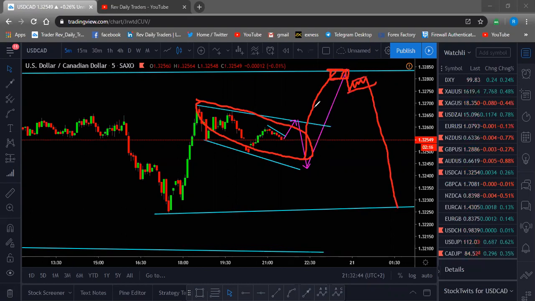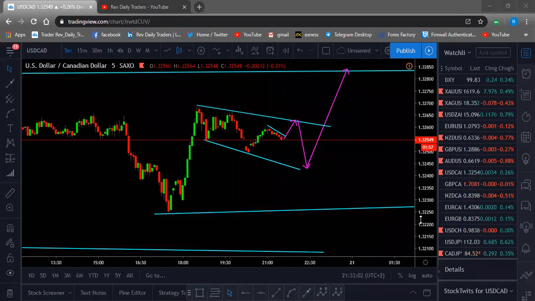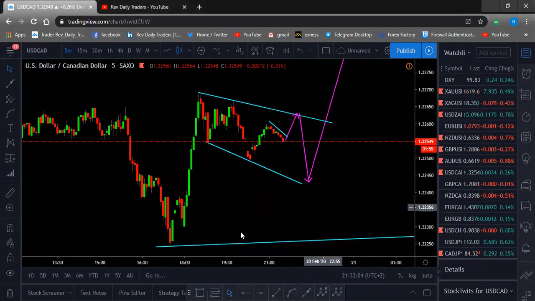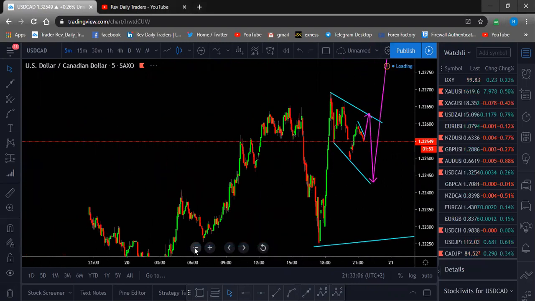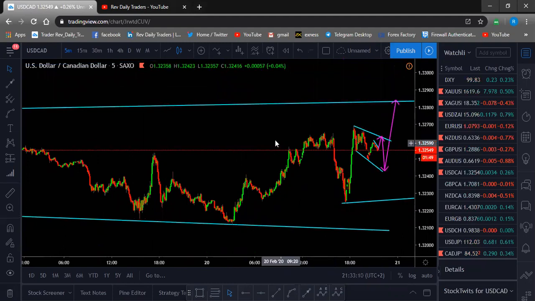We know impulse and correction, okay? So it's how we enter on our 5 minutes. But I will show you cleanly in our video that is going to be specific, straight on how you enter on lower time frame, okay? So this is how we tackle the market, okay guys?